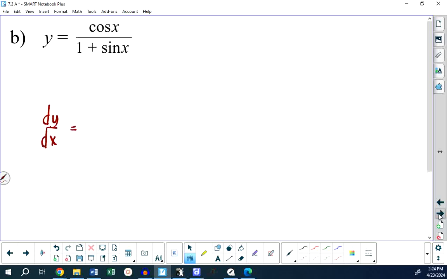where we take the derivative of the numerator, and the numerator is cosine of x. And then the derivative of cos is negative sine. We multiply by the denominator. Then we subtract the numerator and multiply by the derivative of the denominator.